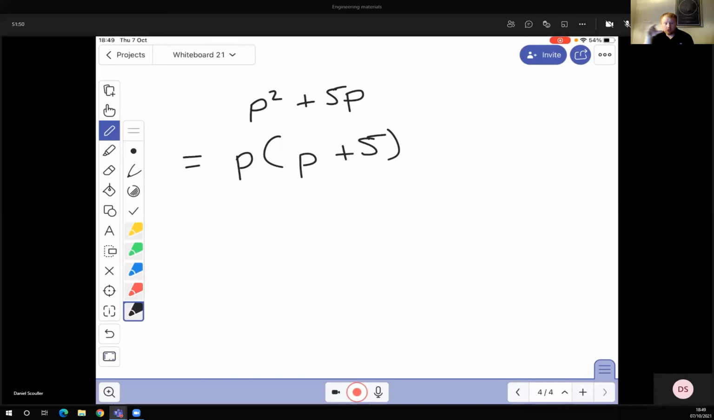The thing is, you can check this very quickly as well, because we've been breaking brackets the last couple of weeks. You can check that very quickly just by multiplying it out. So p times p times 5. Okay, so a nice simple one, p squared plus 5p. Is that what that equals?